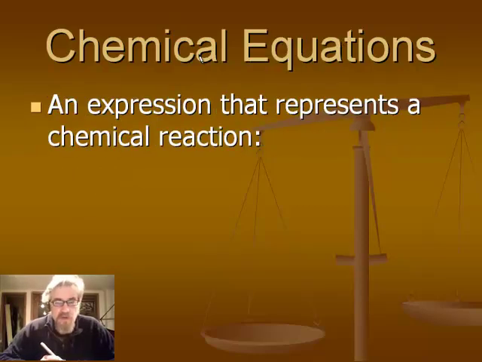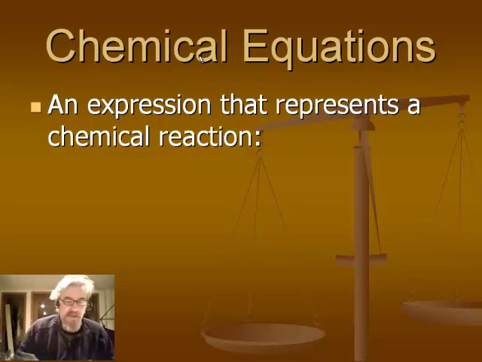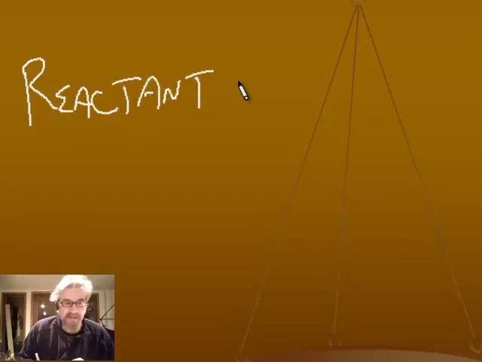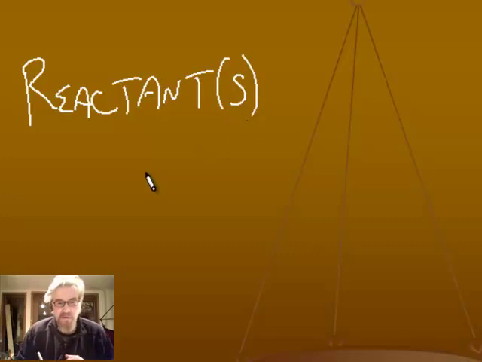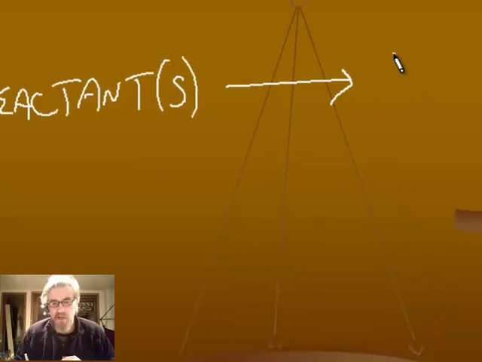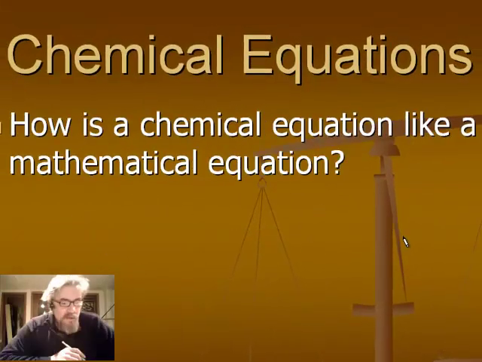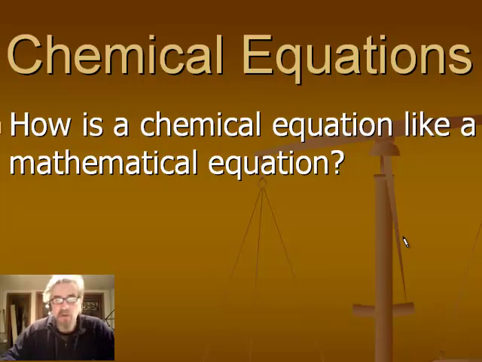A chemical equation is an expression that represents a chemical reaction. And its general format is this. We write on the left-hand side the reactant, or reactants, if there's more than one. And then we put an arrow that indicates the chemical change, and then after the arrow we write the formulas of the product or products.